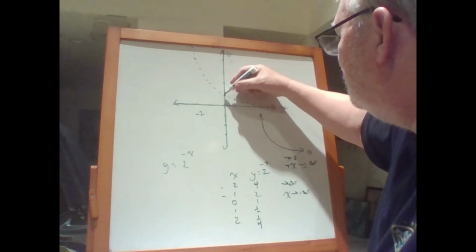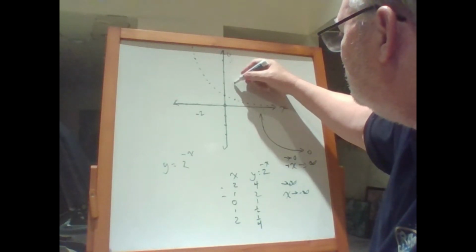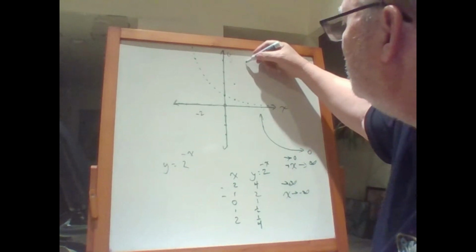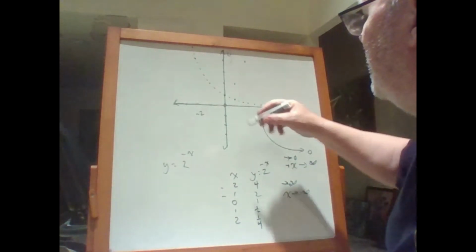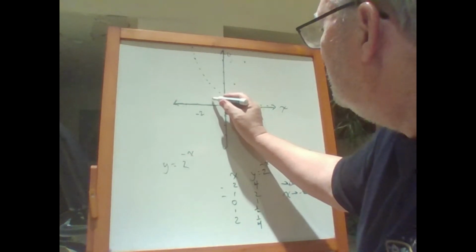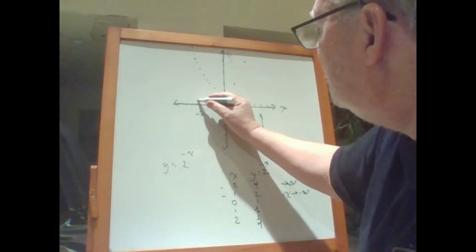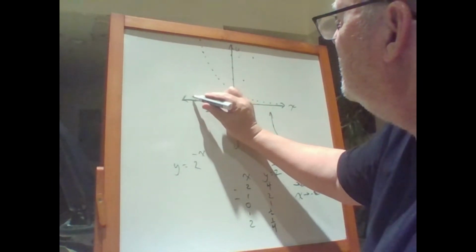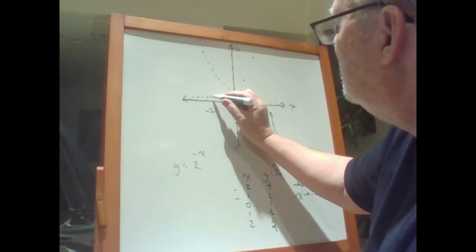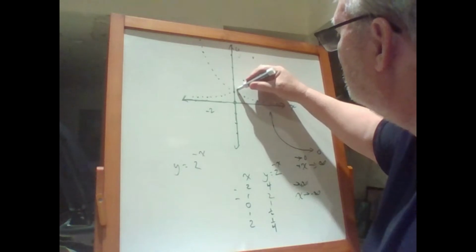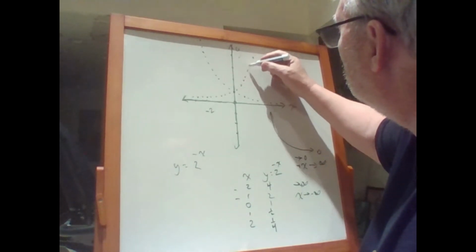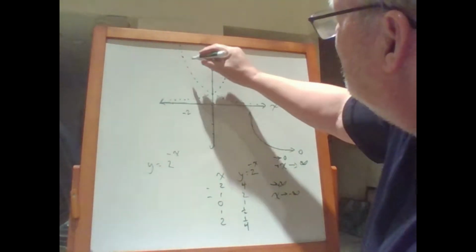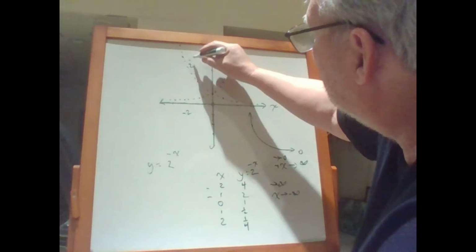It goes through there, 2 and 4, and 1 and 1/2 and 1/4. And so we have this is 2 to the x, and that's 2 to the negative x.